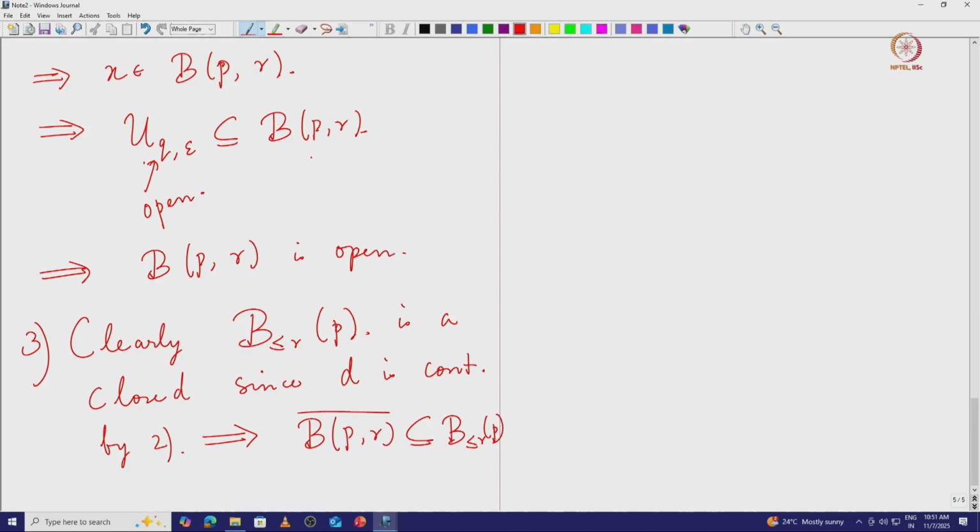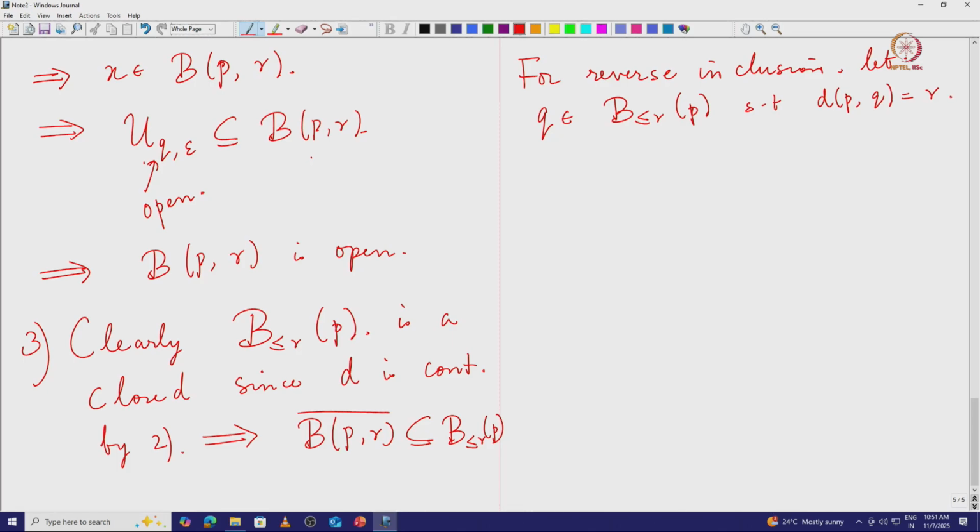So if I am to show that these two sets are equal, I have to show the reverse inclusion. So for reverse inclusion, let Q be a point here such that the distance PQ is exactly equal to R. If it were less than R, then there is nothing to prove, because then obviously it would belong to the closure of the metric ball. So let us assume that the distance from P to Q is exactly R.